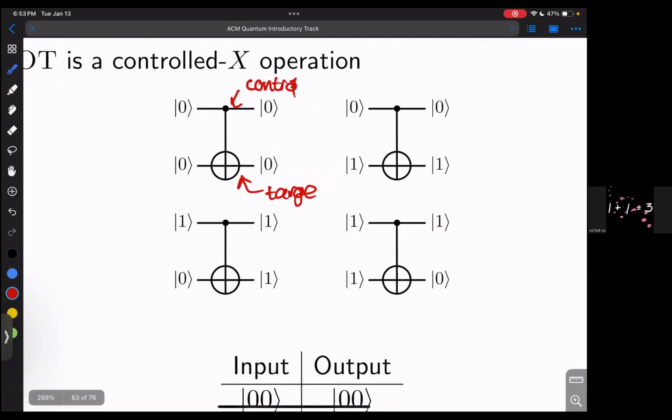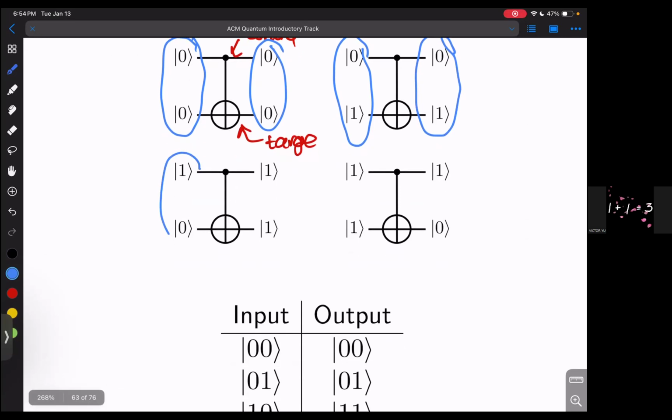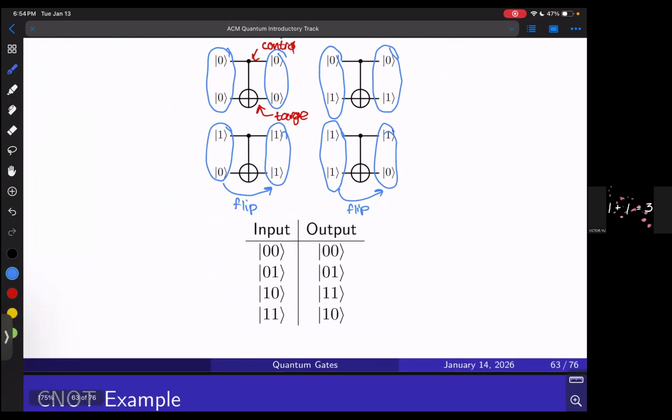But here are the four different operations of a C naught. Let's say the input states are 0, 0. After we apply the C naught, because the control qubit is 0, it does nothing to the target qubit, so you end in 0, 0. Similarly, if you start in 0, 1, since the control is 0, you do nothing to the target and you end up in the same thing. If you have 1, 0, the control qubit is 1, so you have 1, 1 at the end because you flip the target. Finally, if you start in 1, 1, you'll end in 1, 0 because the control is 1. And then here's a table representing those outputs.